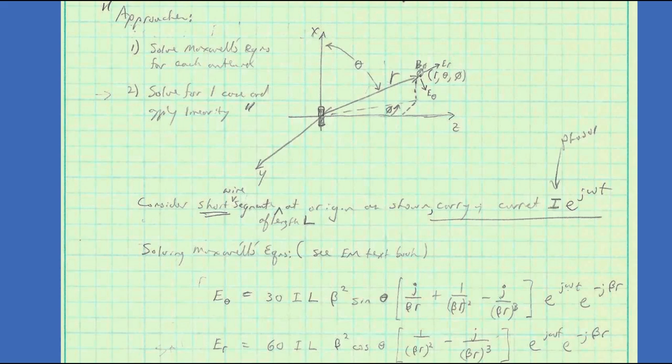And if you'll notice, the E sub r field does not have the first term. It only has the second and third terms, the squared and cubed terms. So this E sub r field goes away in the far field.